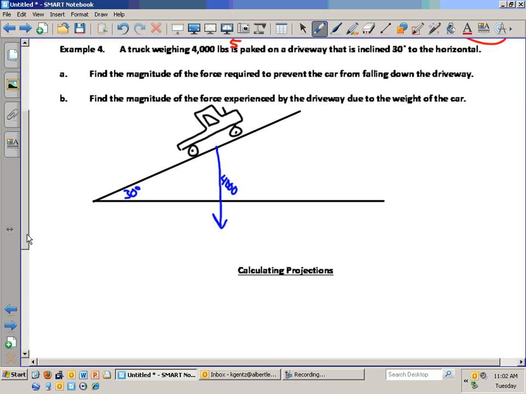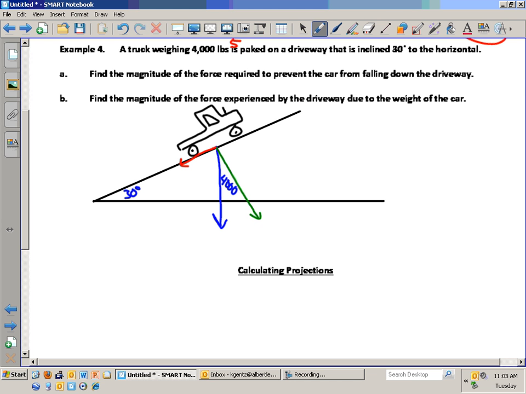I also have two vectors that I want to think of in this situation. One would be the magnitude of the force required to prevent the car from falling down the driveway. So that would be this vector right here. And then we also have another vector: the magnitude of the force experienced by the driveway. By definition, an object experiences a force perpendicular to it. So that represents what the driveway is experiencing.